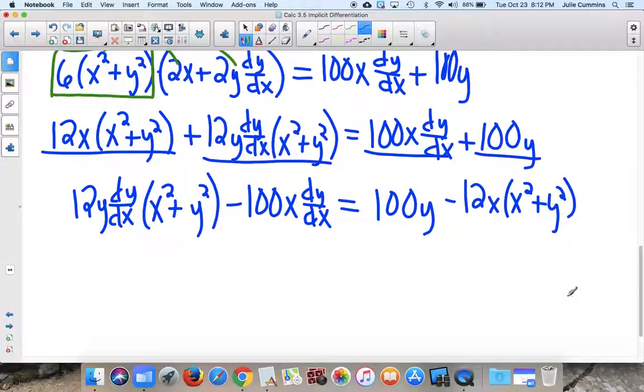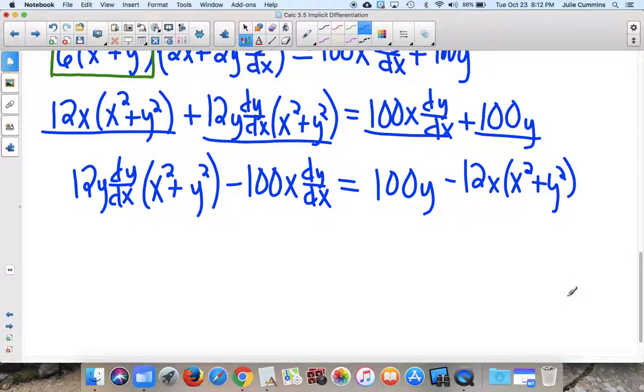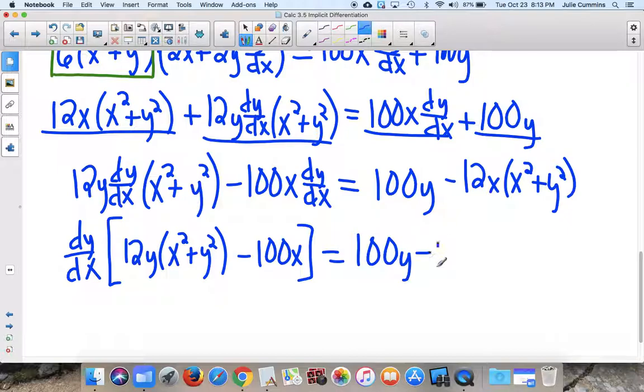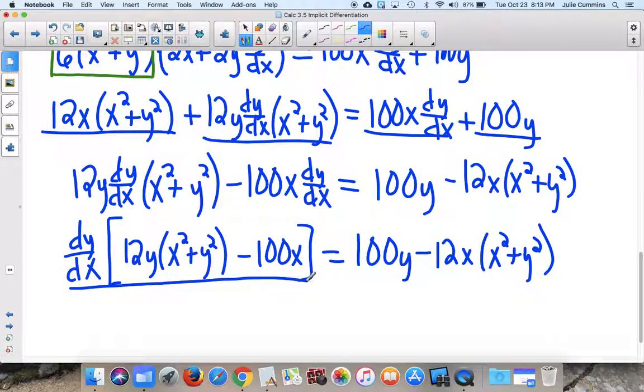Okay, now on the left-hand side, we can factor out the dy/dx, which leaves us with 12y(x squared plus y squared) minus 100x. And over here equals 100y minus 12x(x squared plus y squared). Okay, I am really close to being done. All I have to do is, the dy/dx is factored out, so I just need to divide both sides by that big thing, leaving the dy/dx where it is.